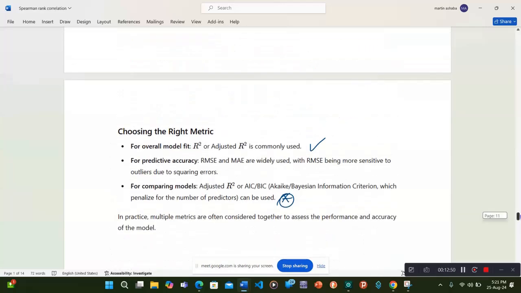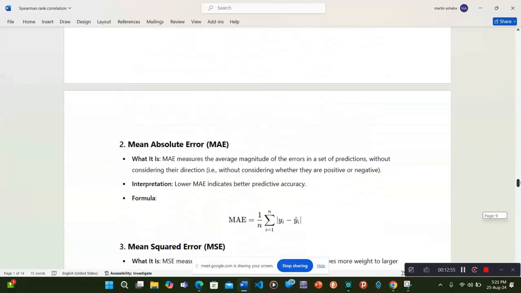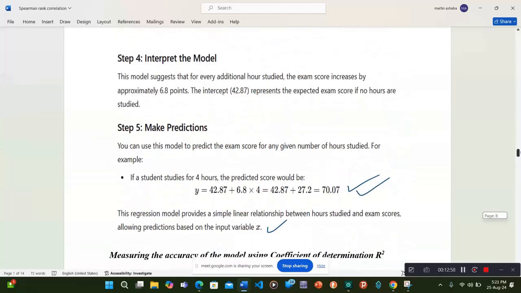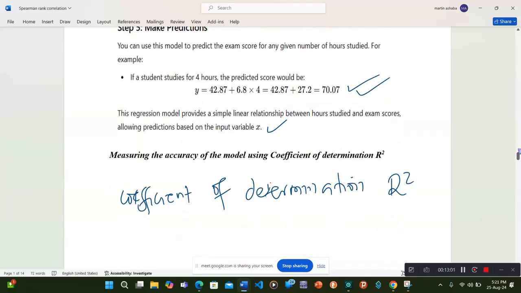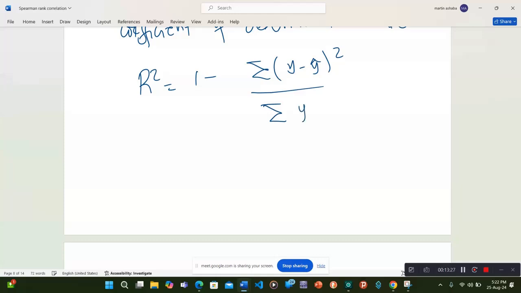So using our example above, we are able to determine r squared and then be in a position to talk about the accuracy of our model. R squared will be equal to 1 minus the sum of y minus y predicted, squared, divided by the sum of y minus y bar, squared.